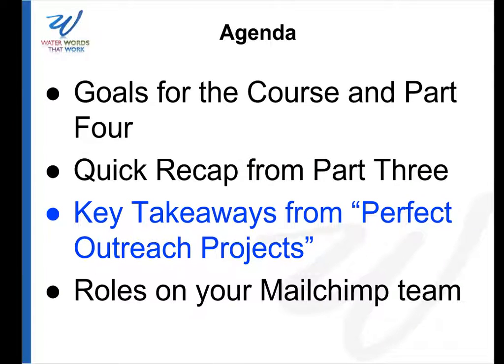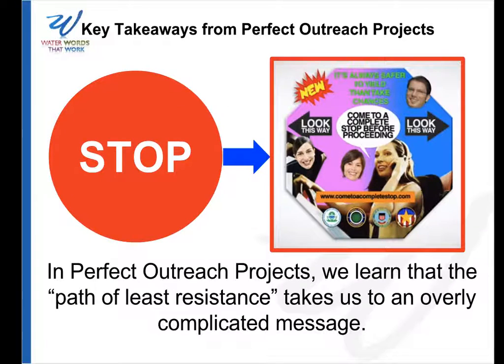So here are some key takeaways from the Perfect Outreach Projects course. That's the core training that we offer to help conservation professionals manage their outreach projects successfully and avoid self-inflicted disappointment. And one of the things we learn in that course is that when a committee takes the path of least resistance, that path leads to an overly complicated message and a project that falls behind schedule and runs over budget.